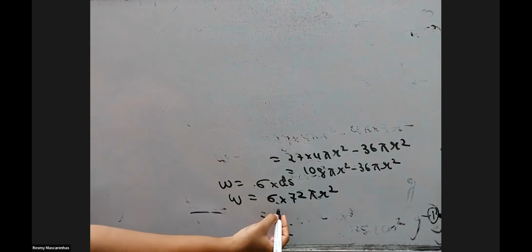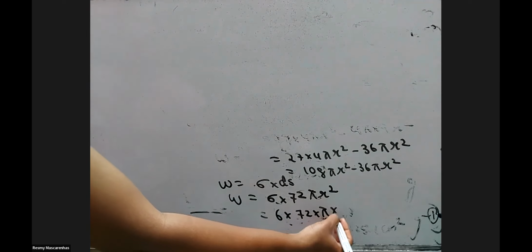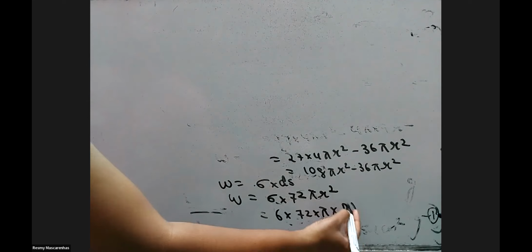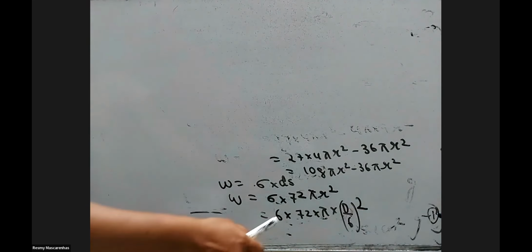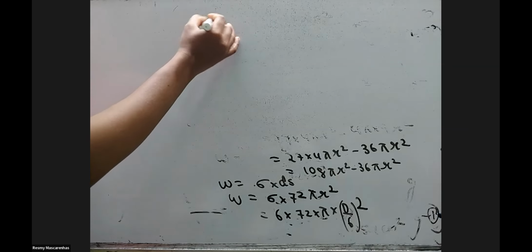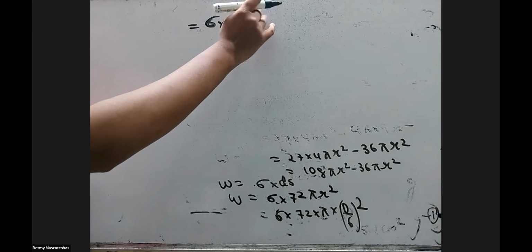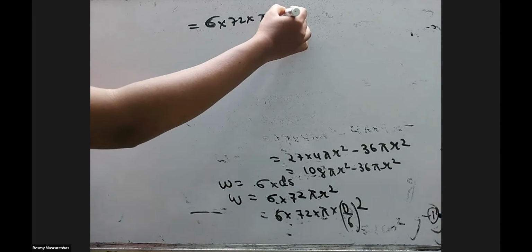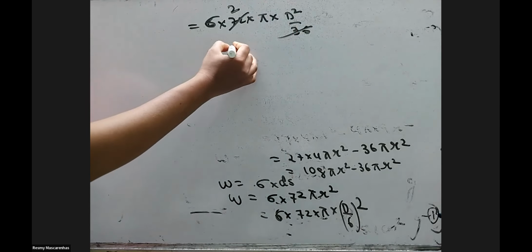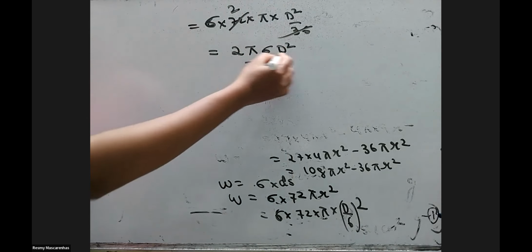If one can convert in terms of d also, r you can take as d upon 6. If we want to convert it back, this is 72 into pi into d square upon 36. This is 2. So 2 pi sigma d.